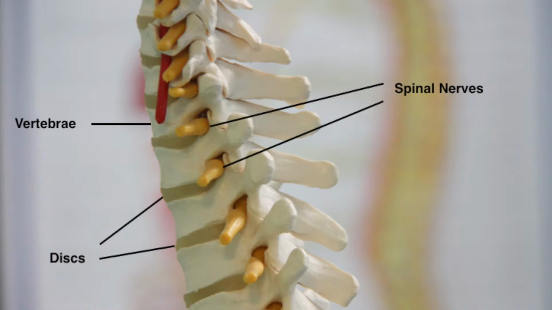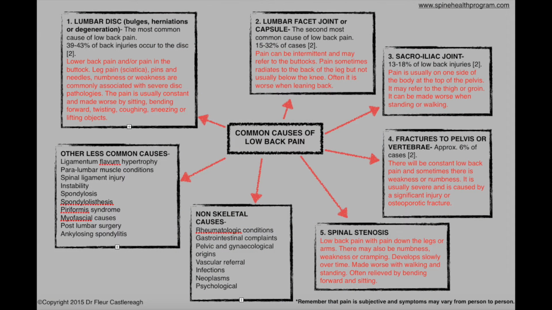So let's look at some boring statistics. As you can see in this diagram, lumbar disc problems occur in about 39 to 43% of back injuries. This was based on a recent study, and they've also looked at studies done previously, and that's what they've estimated. You can also see that facet joint injuries and SI joint or sacroiliac joint injuries are also very common. But lumbar disc injuries are the most common reason for back pain, according to these research studies.